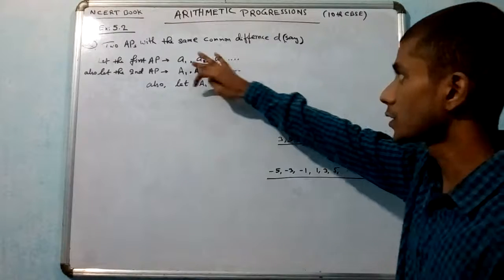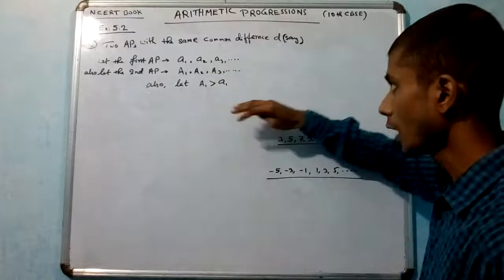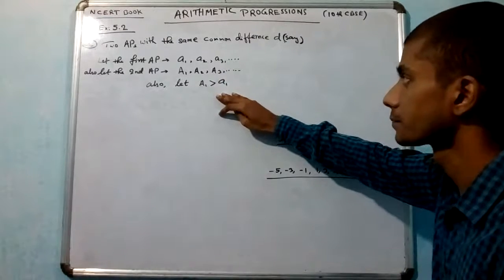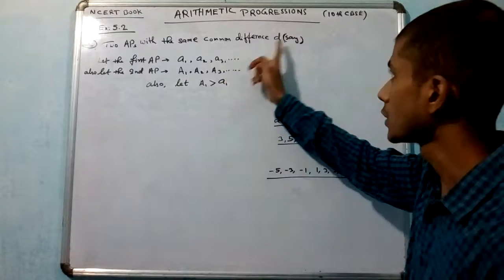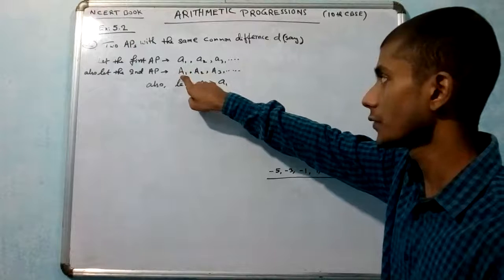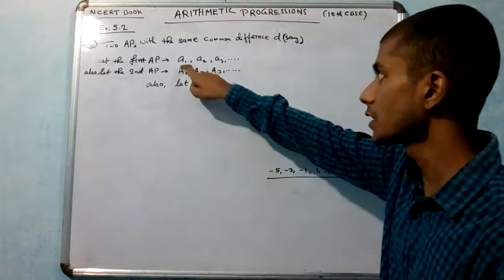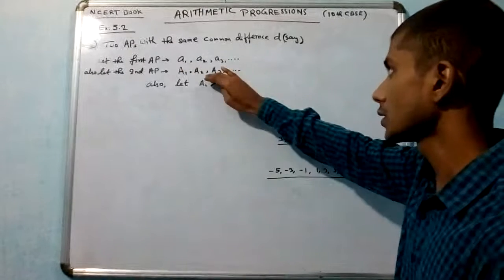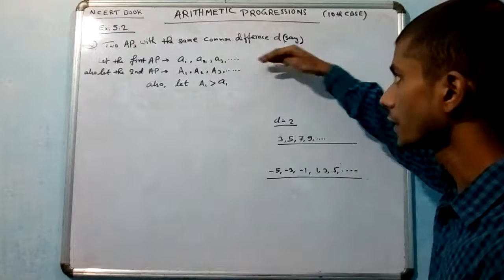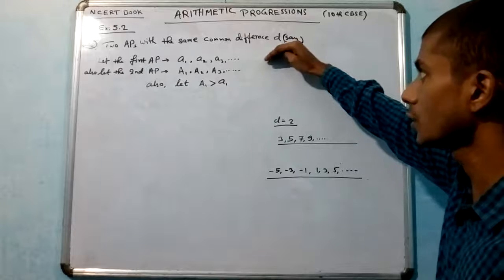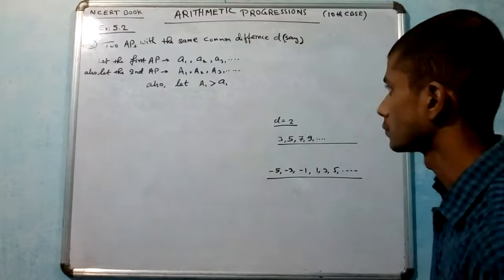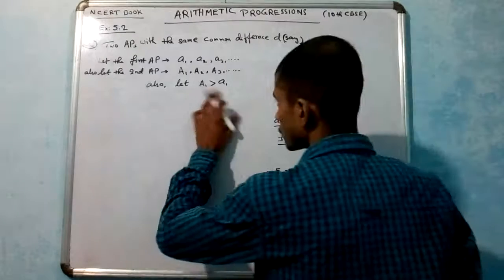Since we have written small a and capital A, we also have to assume which one is greater. If we have the same common difference and this is greater, it means the terms in the second AP will have a greater value than the first AP, okay? So we have assumed that.